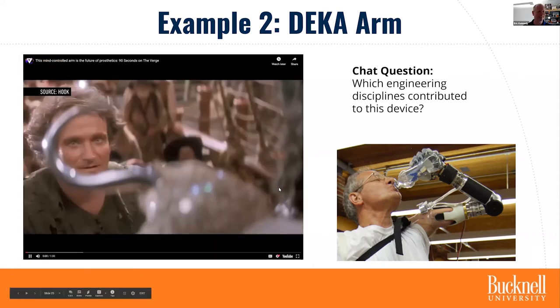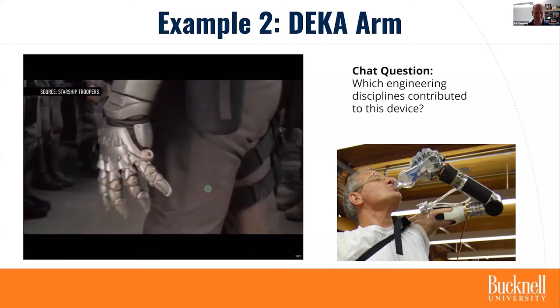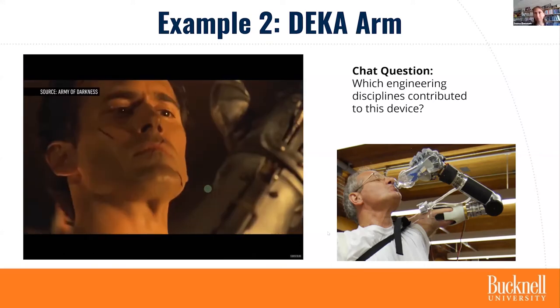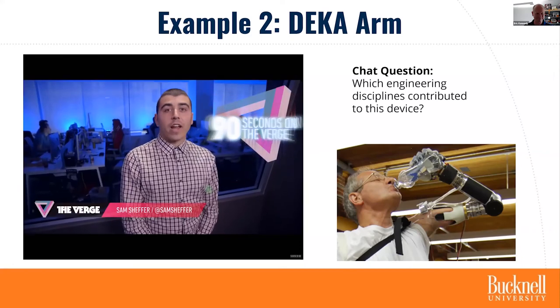Up until now, most people have visualized prosthetic arms with an immobile hand or a metal hook, but that's all about to change. I'm Sam Sheffer, and this is 90 Seconds on the Verge.